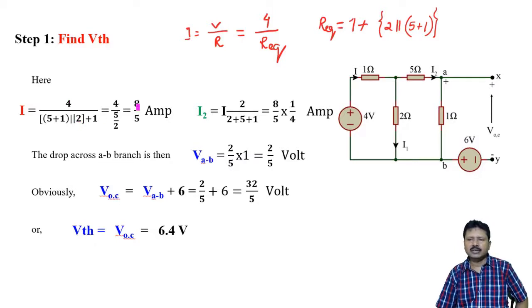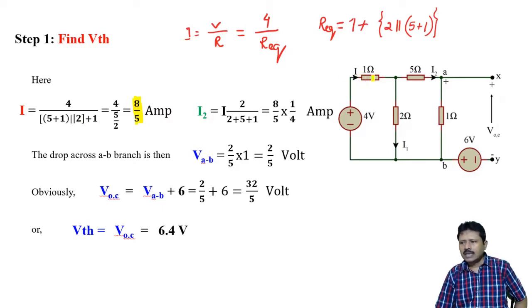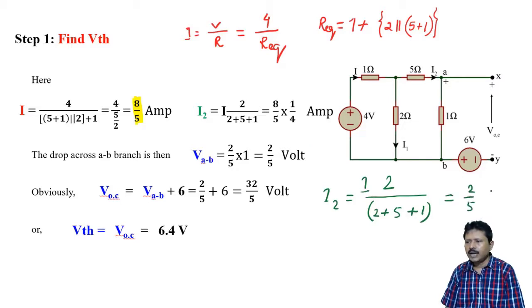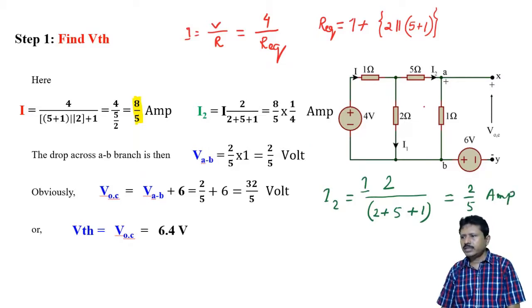So 4 divided by R equivalent, ultimately we got 5 by 8 ampere. So we got current I. Now this I has been divided into two parts. One is I2, another one is I1, and we need I2 because ultimately we need to find out the voltage across this 1 ohm resistance. So what will be the value of I2? I2 will be main current multiplied by the resistance of the other path, that is 2, divided by the resistance of the full loop, that is 2 plus 5 plus 1. So ultimately we got I2 is equal to 2 by 5 ampere, and that is in this direction.